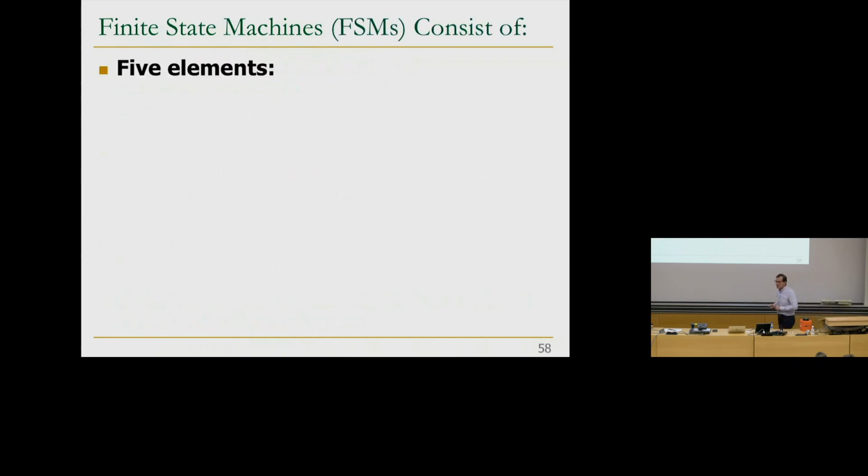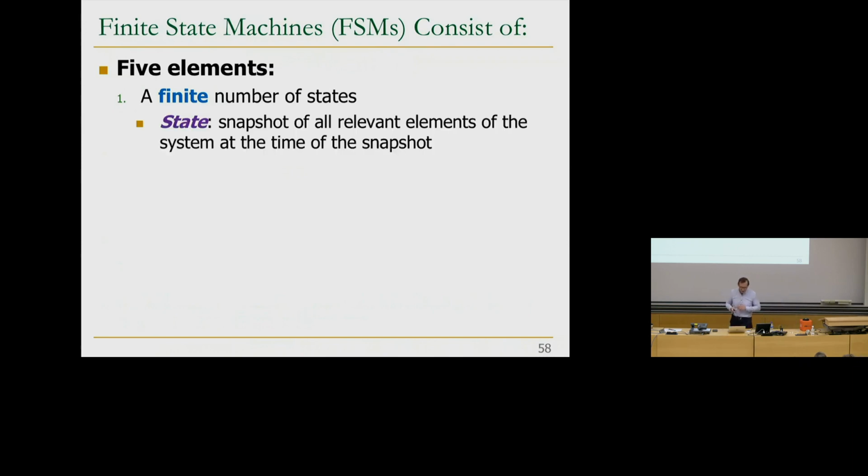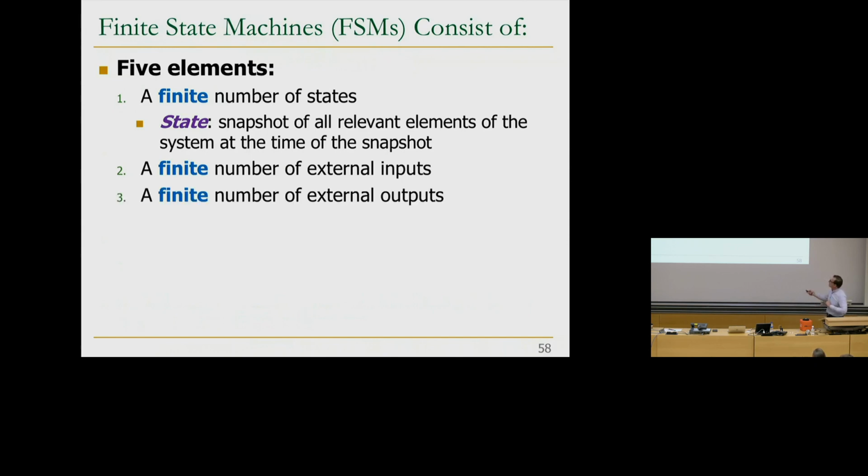So what does it consist of? It consists of 5 elements. A finite number of states. I've given you the Swiss traffic light, 4 states. It's finite. The combination lock also has 4 states. State is a snapshot of all relevant elements of the system at the time of the snapshot. A finite number of external inputs. You've seen these external inputs, if you remember. We'll see more. A finite number of external outputs.